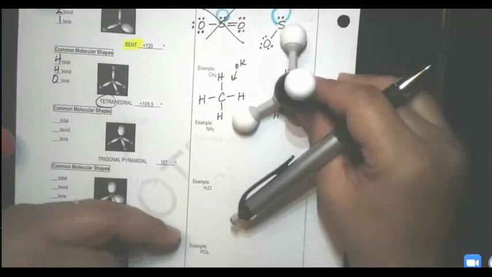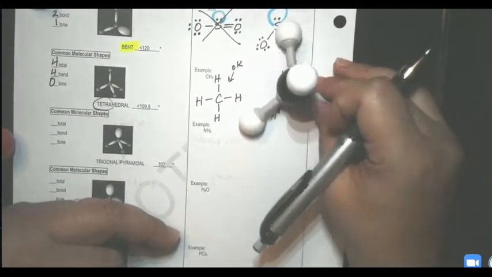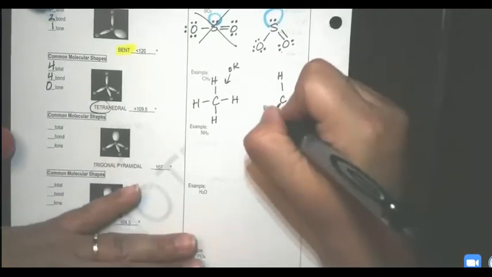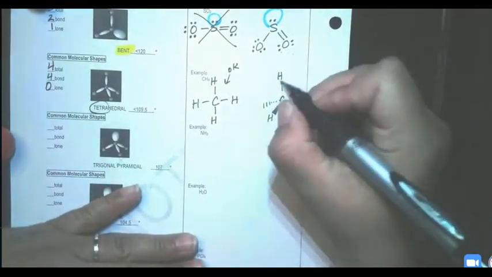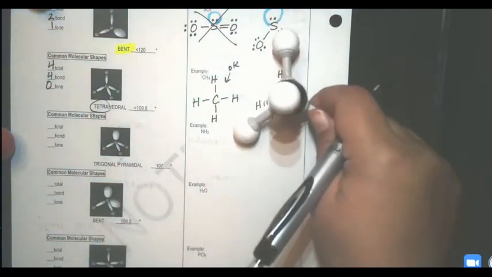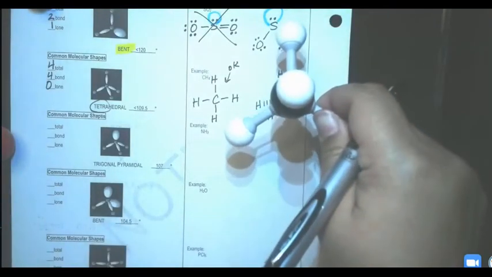So just like that. And now how do I draw the one going behind the page? Right? So it looks like this. How do I draw the one going behind the page? I make a dashed H like that. So that's what it looks like 3-dimensionally. Okay? Once again, you can keep writing it like this. What you have to know is 4 things attached is tetrahedral.